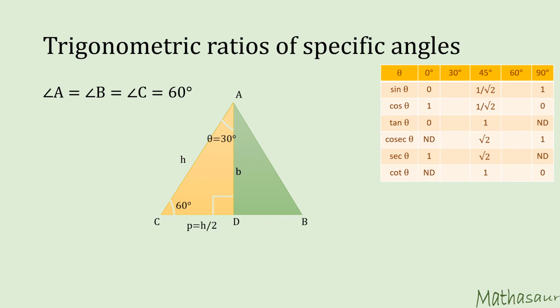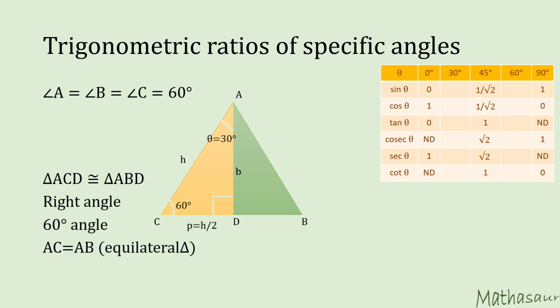Alright, now intuitively we can see that P equals h by 2, since BC would be equal to side AC. If you don't like the intuitive way, we can also prove the triangle ACD is congruent to triangle ABD. Let us see how. We can say that angle D is a right angle for both triangles. We can see that one of the angles is equal to 60 degrees since they belong to the bigger equilateral triangle. And we know that AC equals AB, once again due to the equilateral triangle ABC.